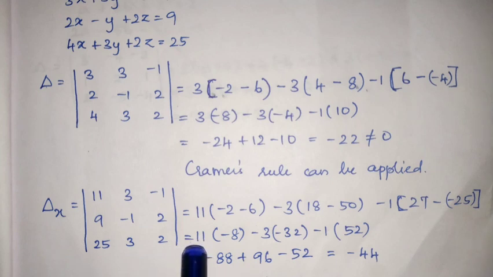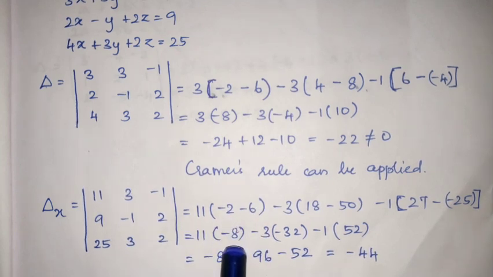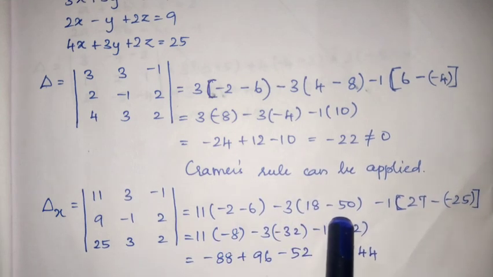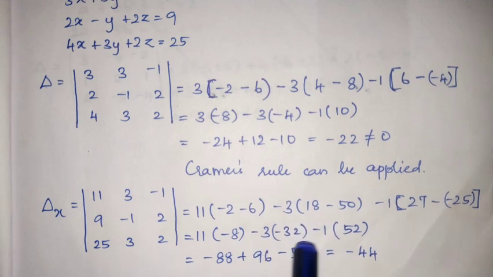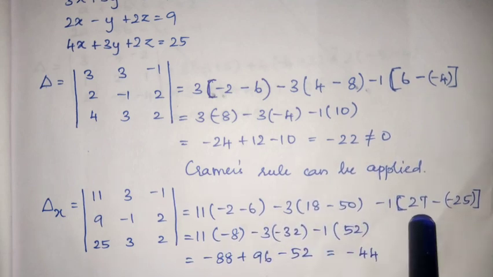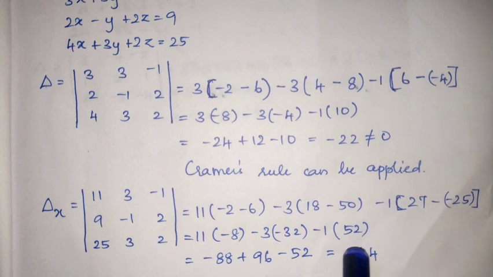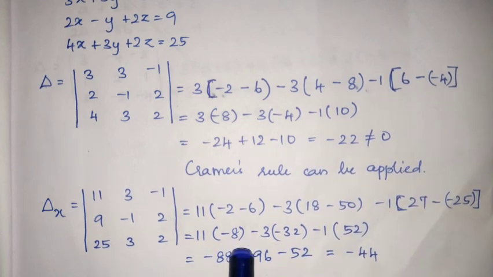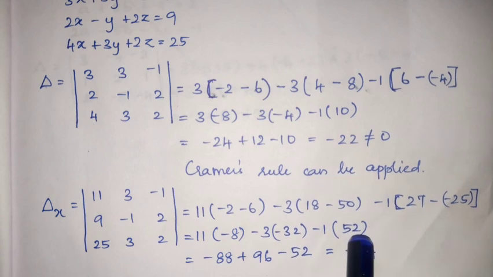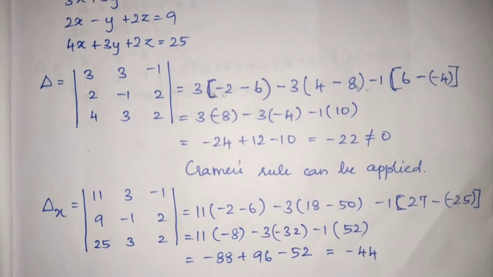So 11 into minus 8, that is minus 2 minus 6 is minus 8, and minus 3 into 18 minus 50 is minus 32, and minus 1. So 27 plus 25 is minus 52, sorry, plus 52. So 11 into minus 8 is minus 88, minus 3 into minus 32 is plus 96, minus 1 into 52 is minus 52. Altogether it is minus 44.